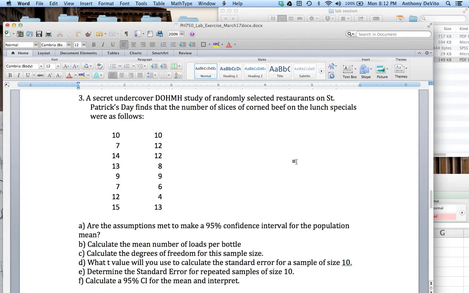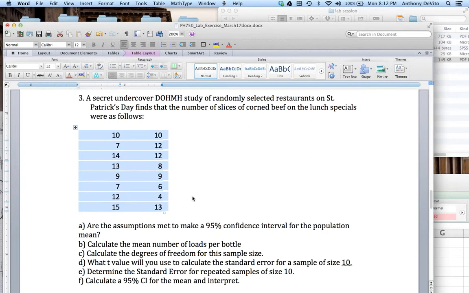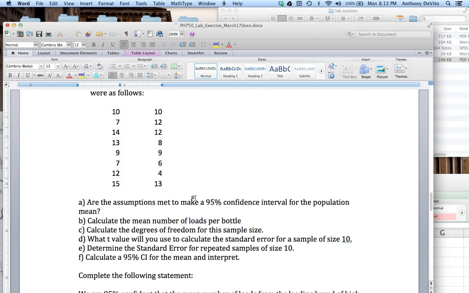Okay. A secret undercover Department of Health and Mental Hygiene study of randomly selected restaurants on St. Patrick's Day finds that the number of slices of corned beef on the lunch specials were as follows. The sample size is 20, I think, right? About 20. Is it 20? No, it's not. How much is it? 16. Sample size of 16.